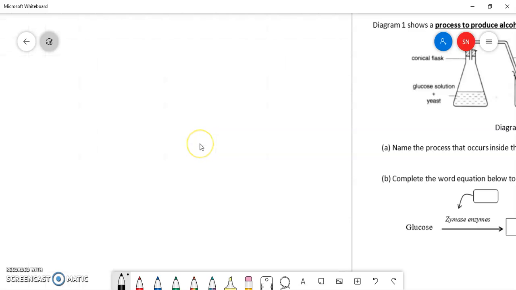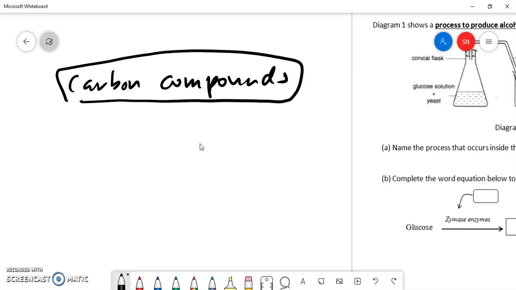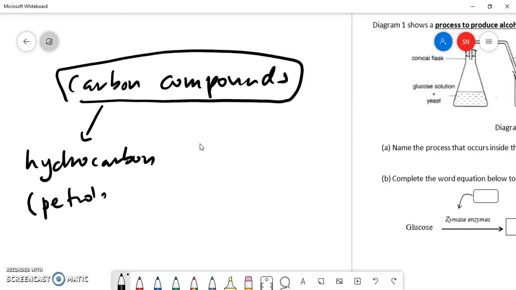so far, when we looked at carbon compounds, we have studied hydrocarbons. One hydrocarbon in particular which we looked at is petroleum. If you recall, I gave you three examples of hydrocarbon: petroleum, natural gas, and coal. We looked at petroleum in detail because we studied petroleum distillation in our part 2 video.